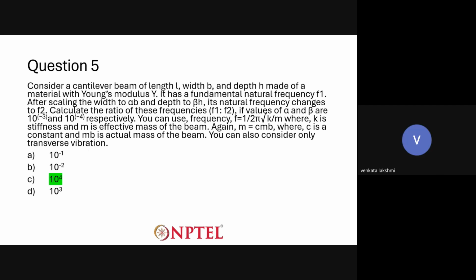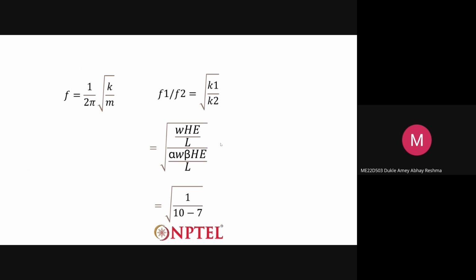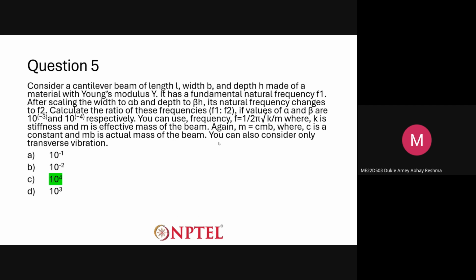Sir, what is the answer, sir? Actually, the calculation is 1 by 10 raised to minus 7, and the option is not there, sir. Remove the question, sir. That's what I said, you'll have to take an approximation. So the answer will come as 10 raised to 3.5. That will be the answer basically.